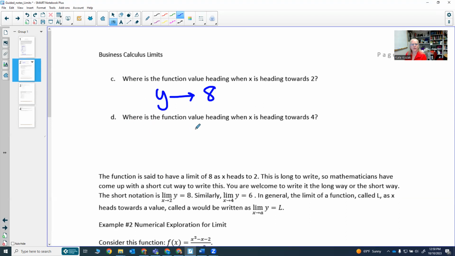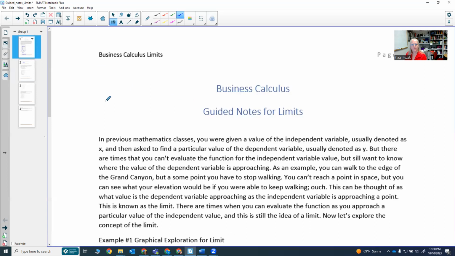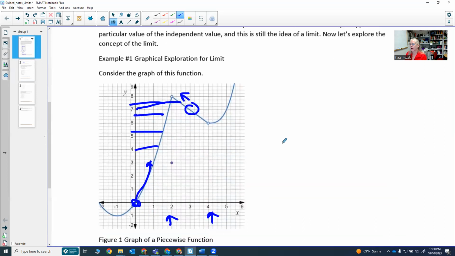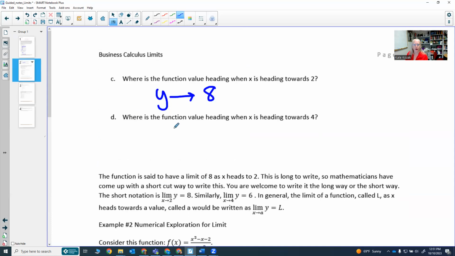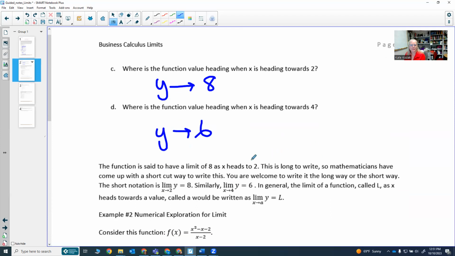Now, where is the function value heading as x is heading to 4? So notice that even though the function value is undefined at x equals 4, the function is heading towards 6 as x heads to 4. Think of it as you're walking along the graph, starting at x equals 3, or at x equals 5. And notice as you walk towards x equals 4, you are heading towards the value of 6. So y is heading to 6. The function is said to have a limit of 8 as x heads to 2.